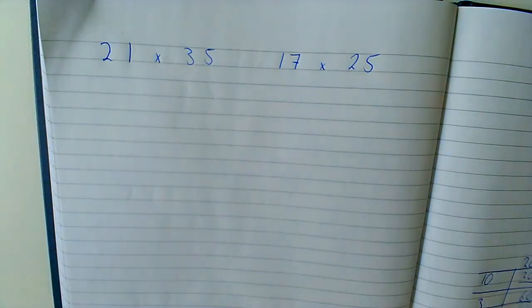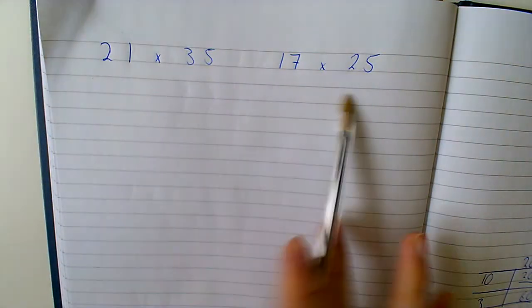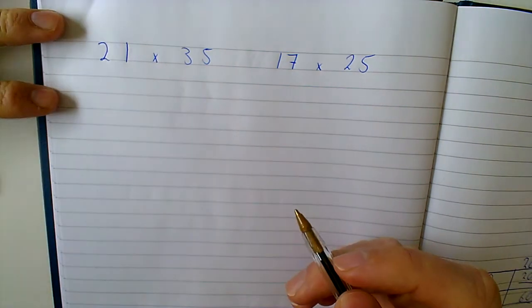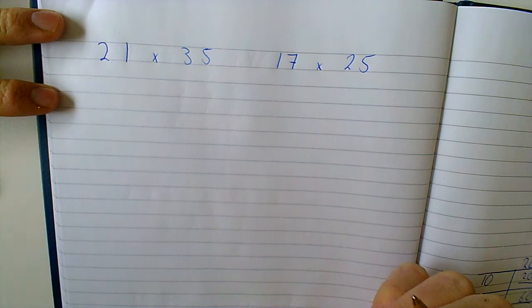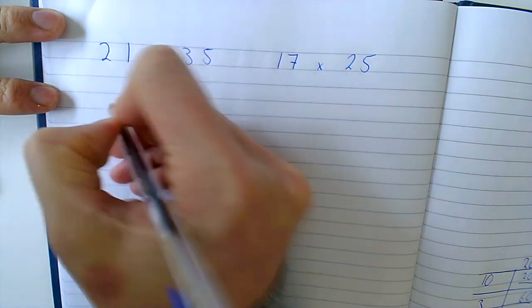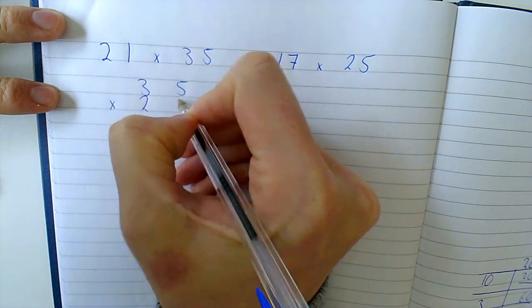Formal written method for long multiplication. We're going to look at two examples here for long multiplication. We'll start with the one on the left here. So we have 21 multiplied by 35. First thing we're going to do is set this out using the formal written method. Okay, so it's 35 multiplied by 21.